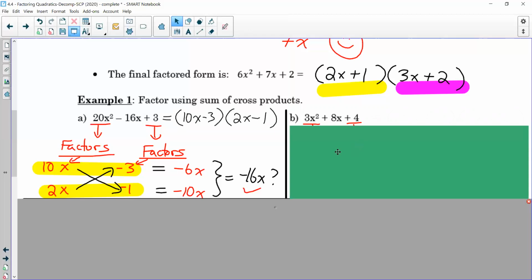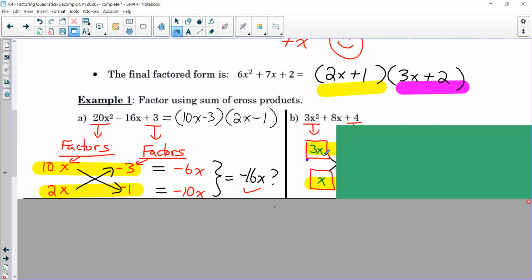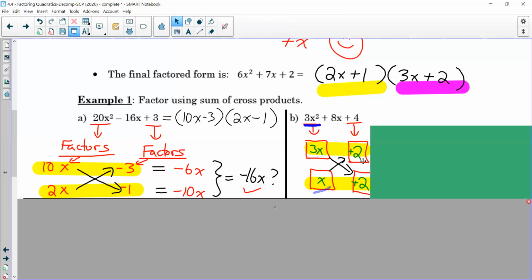So in example B here for using sum of cross products, again, you're going to be looking at the factors of 3x squared. So 3x times x will give you 3x squared. And you're looking for factors of 4. Now, I'm using positive 2 and positive 2 here. And then if you notice the arrow, again, I'm going to cross product these. So I'm going to cross this 3x down to the 2. And I'm going to cross the x up with this 2.